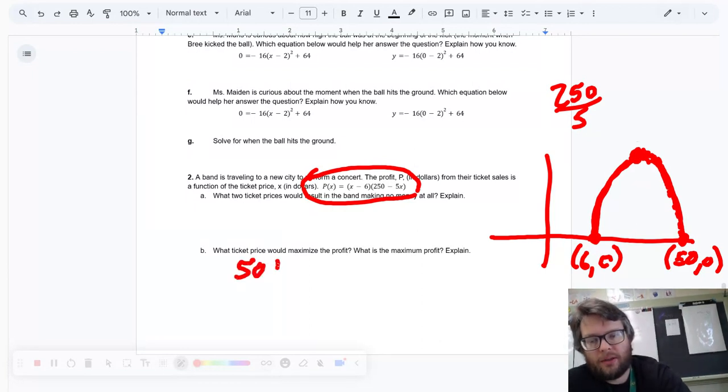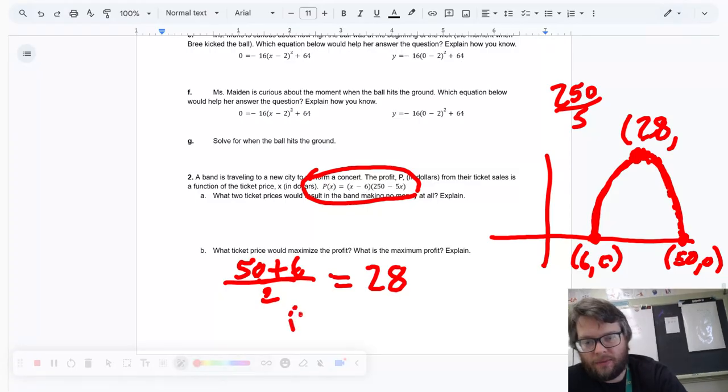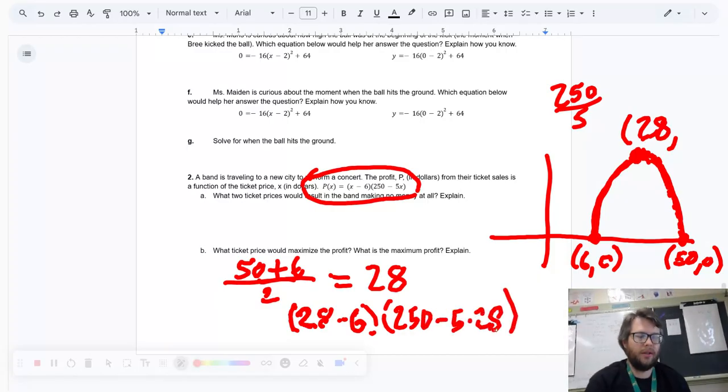If it's a parabola in between it, then I know that the maximum point is halfway in between. And if I go 50 plus 6 over 2, I get 28. So that's the x value, because it's in the middle. And if I plug in 28 for x, 28 minus 6, 250 minus 5 times 28. I'm just going to use a calculator here. And I get 2420. And so that's the y value.